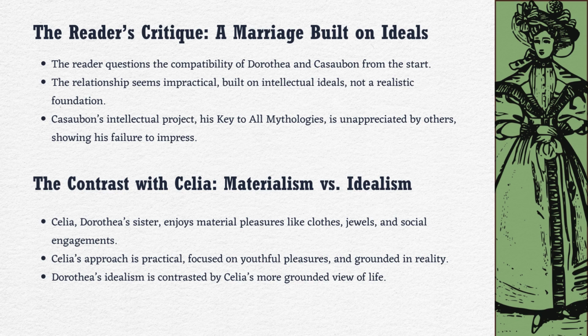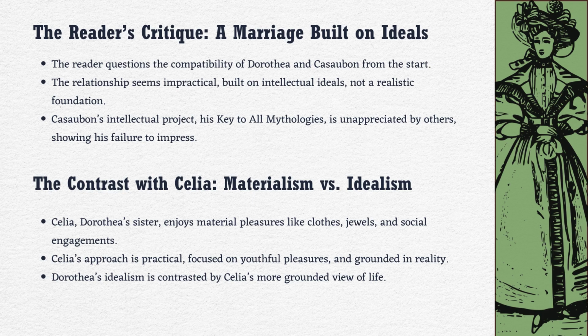Casaubon's intellectual project, writing the key to all mythologies, is met with indifference by everyone around him, including his family. There's no evidence to support his supposed brilliance, and his work seems like a farce. The union that Dorothea hopes for is not based on a realistic foundation, but rather on a fantasy of intellectual compatibility. We, as readers, know this ideal marriage will crumble under the weight of real-world expectations.